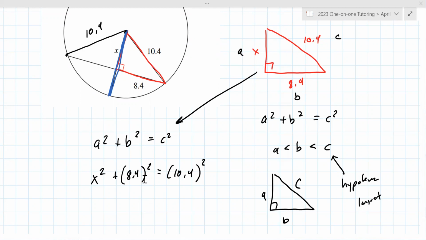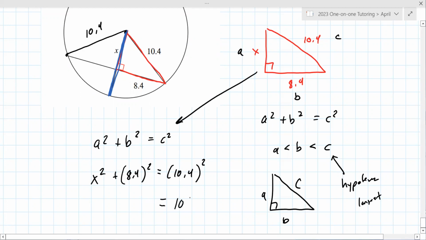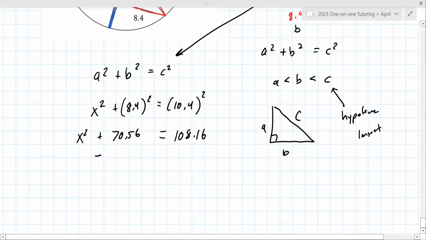Okay, so grab your calculator and tell me what 10.4 squared is. 10.4 squared is 108.16. Good. And how about 8.4 squared? It is 70.56. Good. Now here's what I'm asking you to do. When I say move, it's typically add, subtract, multiply, divide. You're going to subtract 70.56 from both sides. Can you tell me what that becomes?